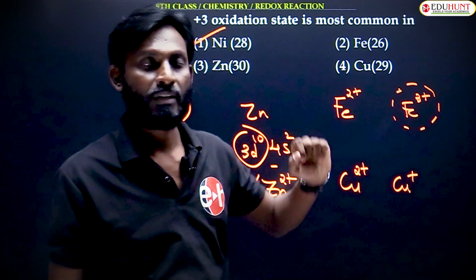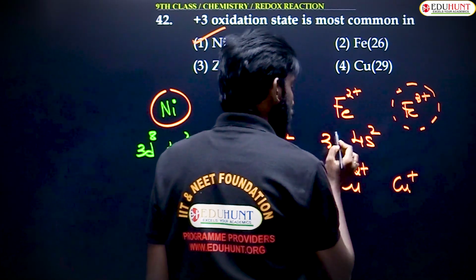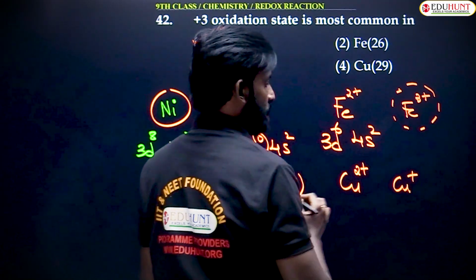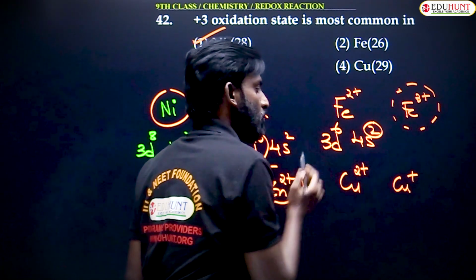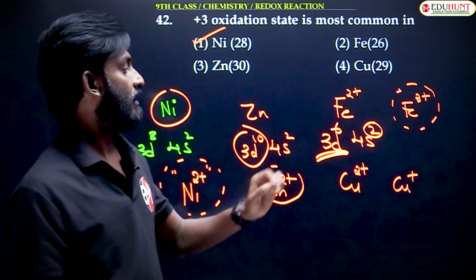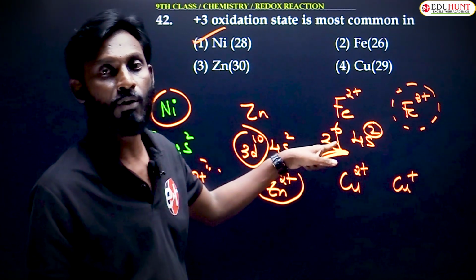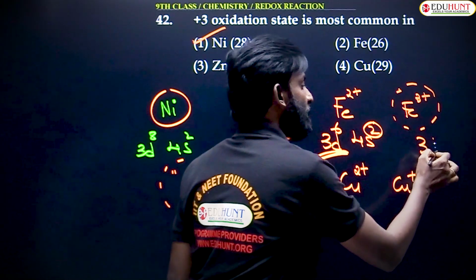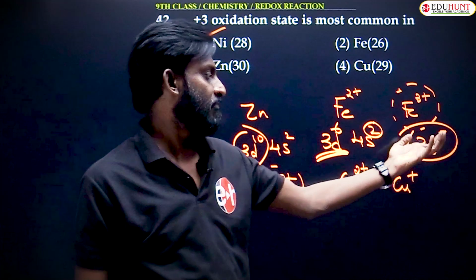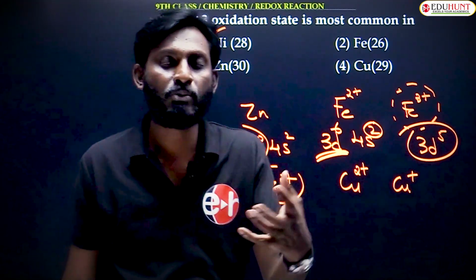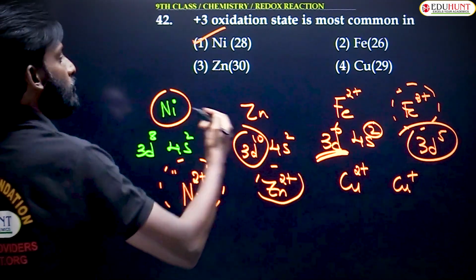Ferrous, ferric, because the electronic configuration of iron is 4s2 3d6. If the iron loses 2 electrons, you will get 3d6. But if iron loses 3 electrons, that means 2 electrons from here and 1 electron from here, then you are left with 3d5. 3d5 means half filled configuration. Because of that half filled stability, iron would love to be in that state, the Fe3+ state. So the +3 state is the most common in iron.